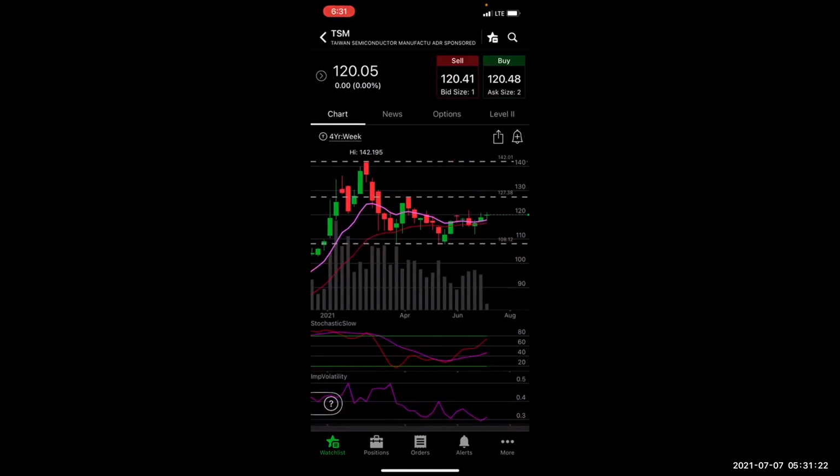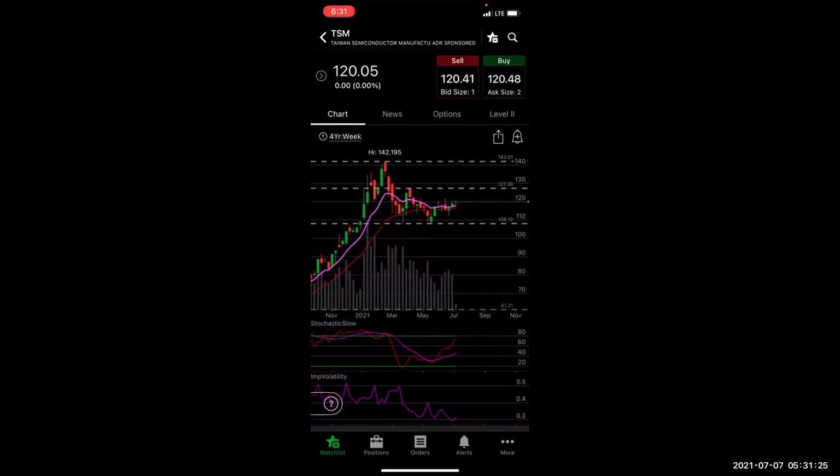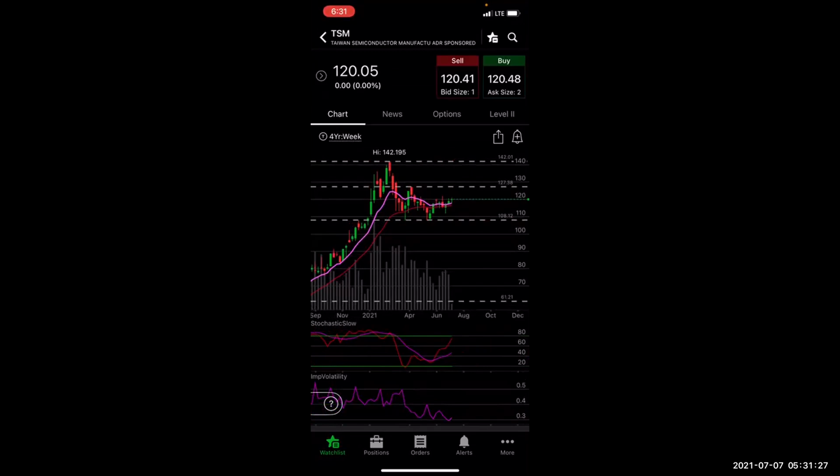the last couple of months, the TSM had quite the rally, a pullback as people started taking profits, and now it's consolidated. This is what I like. You want to see a ticker where it's consolidating and it's ready to take off.